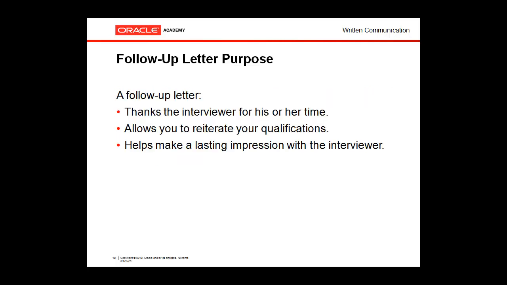You have written a resume and a cover letter and gone through an interview. There's one more step to complete the interview process. Write a follow-up letter. A follow-up letter thanks the person who interviewed you for his or her time. It also allows you to reiterate why you are qualified for the job. It is not only good manners to send a follow-up letter, but it also is one more way for you to make a lasting impression with the interviewer so that you will get the job.